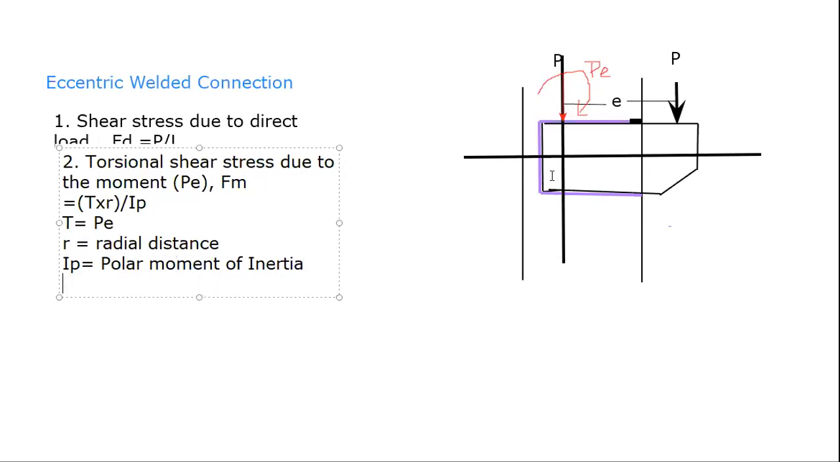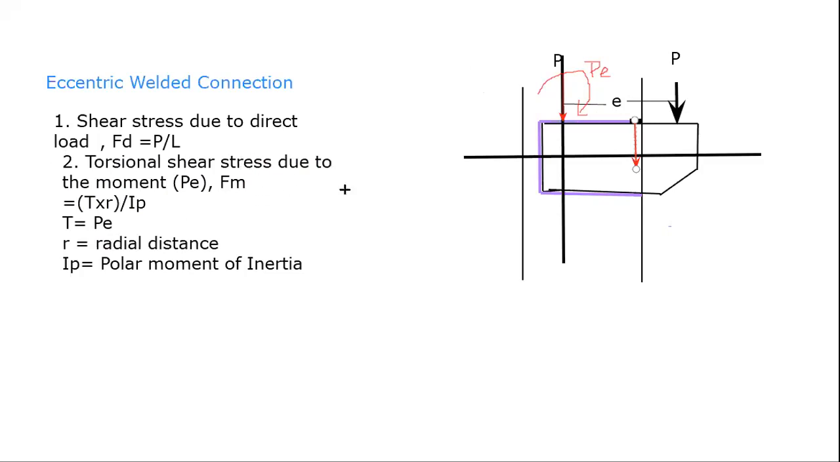Now let us see what is the direction of FD, that is the shear stress due to direct load, and the direction of FM, that is the torsional shear stress due to bending. So we were considering this element. Now FD will be acting downward, along gravity.